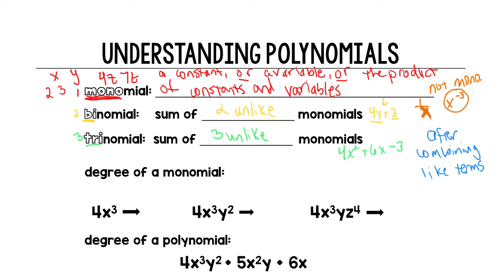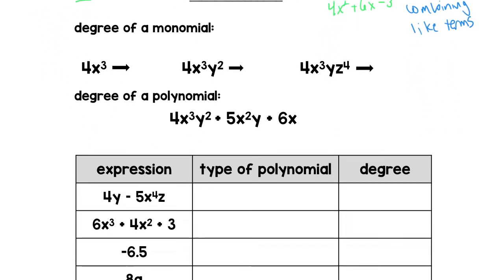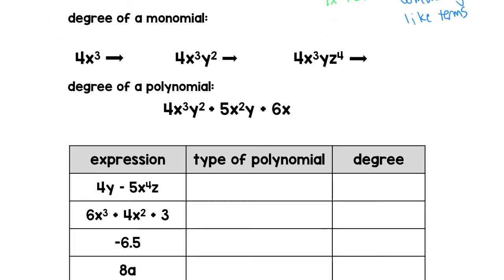Let's look at what the degree of a monomial is. So the degree means the sum of all the exponents within the term.